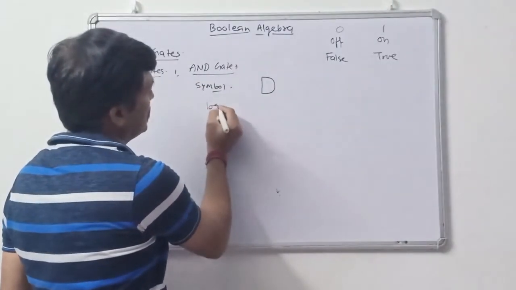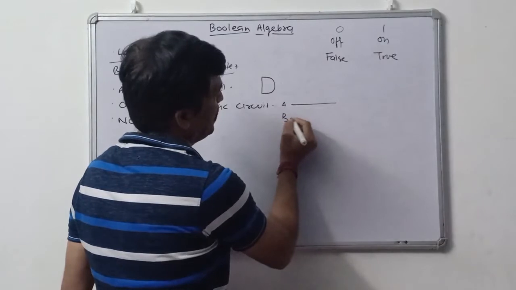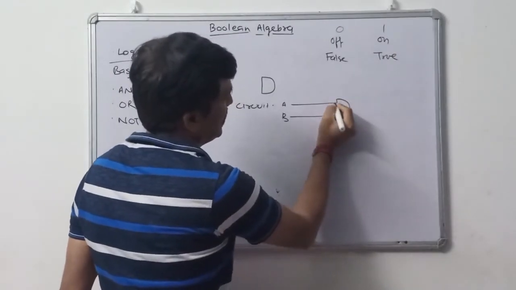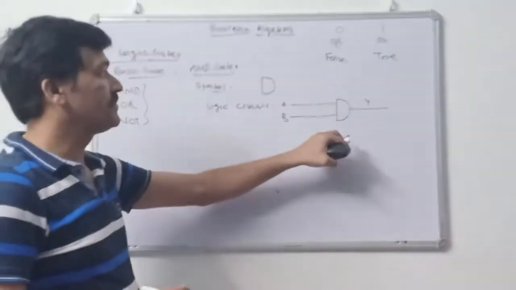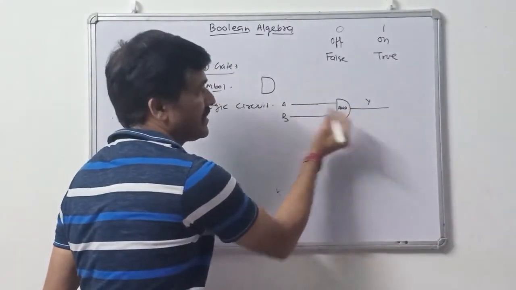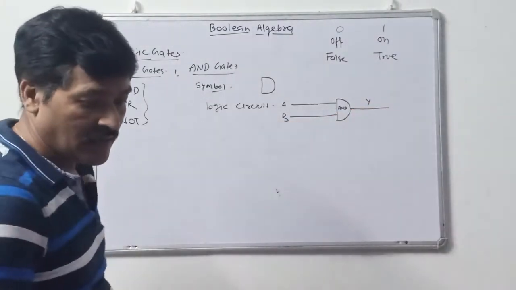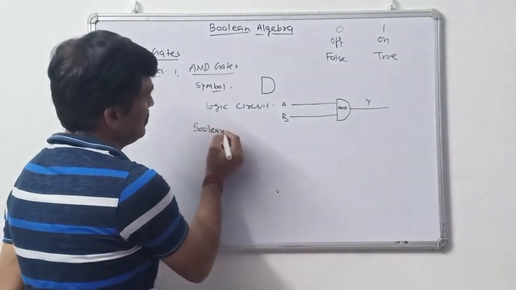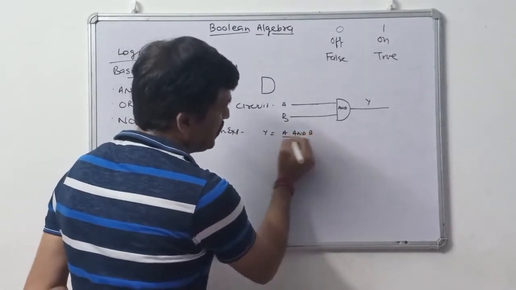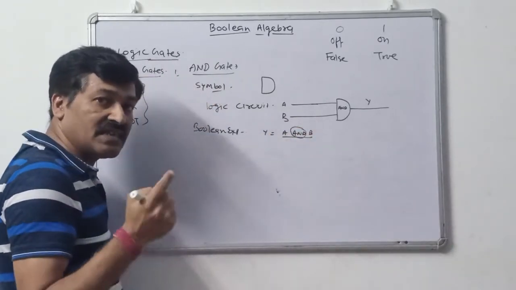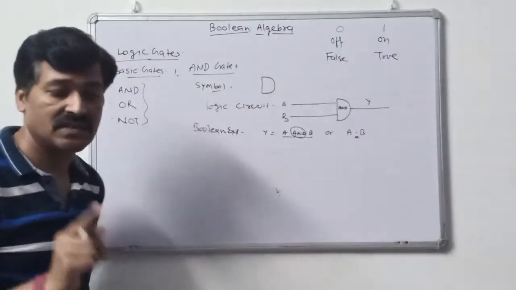We can create a logic circuit. Here, if two inputs A and B are passed in this AND gate, the result is produced as a single output signal Y. The Boolean expression can be written as Y equals A and B. This AND can be represented by a symbol as A dot B. This dot represents the AND gate.